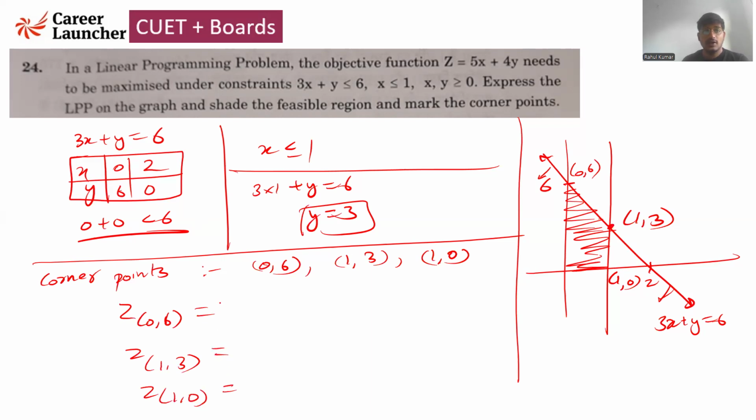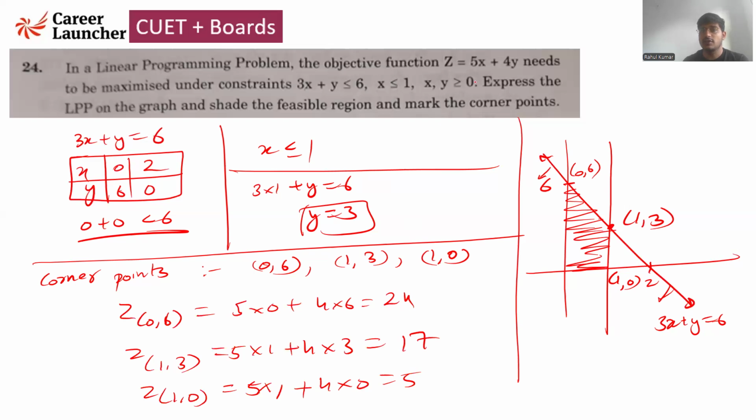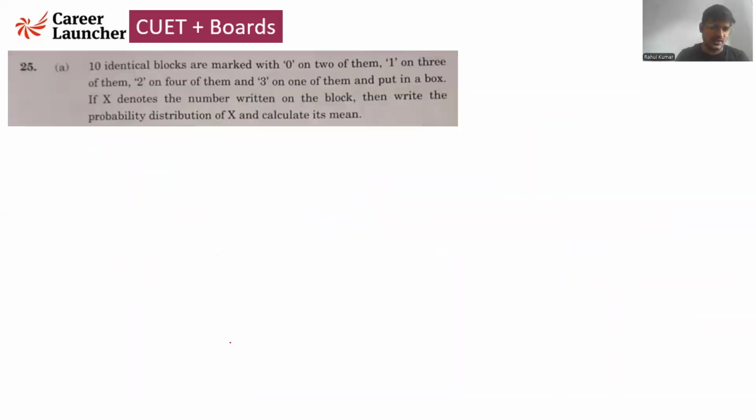Let's try to solve this one. When you substitute it here, 5 into 0 plus 4 into 6, which is 24. 5 into 1 plus 4 into 3, 5 plus 12 is 17, and 5 into 1 plus 4 into 0, you will get 5. What do we need? Okay, we have marked the corner points. We don't need to maximize the function. We just need to show this shaded part and mark the corner points. We have done this. We don't need this, but it's okay, we are solving that thing.